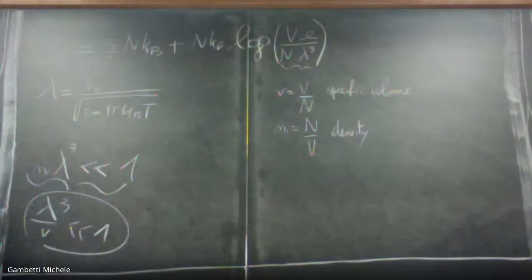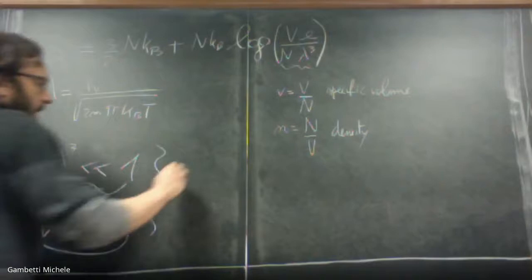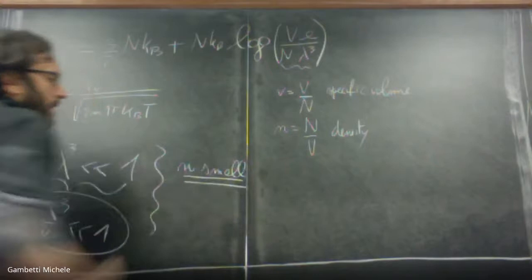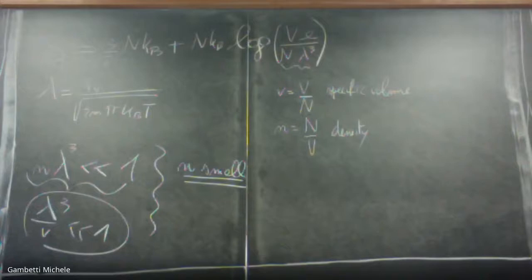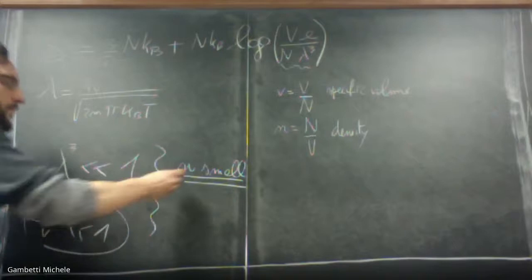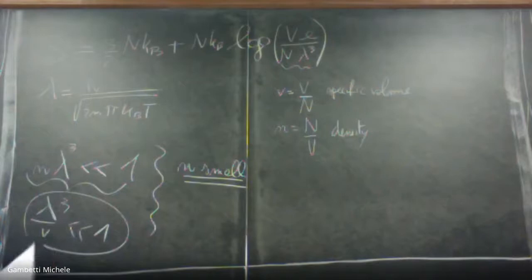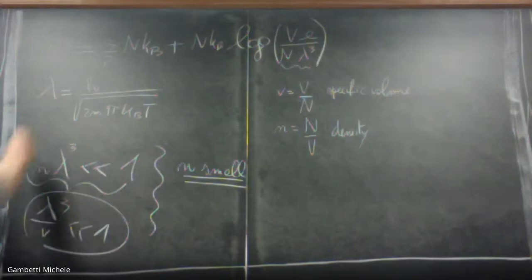Now, how to realize this condition? There are two things that can be considered. One is that N is very small, so I have a small density of particles, which is also usually an assumption one makes when considering the ideal gas, to have a small number of particles, because in this case we can avoid, for instance, interaction. But it's not only that, we can neglect the effect of quantum superposition of the wave functions of the particles. Okay, and the other thing is that lambda must be small.